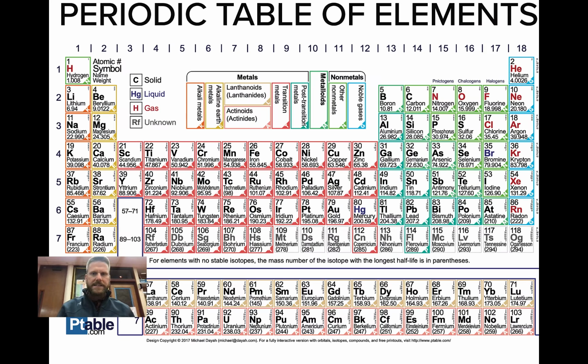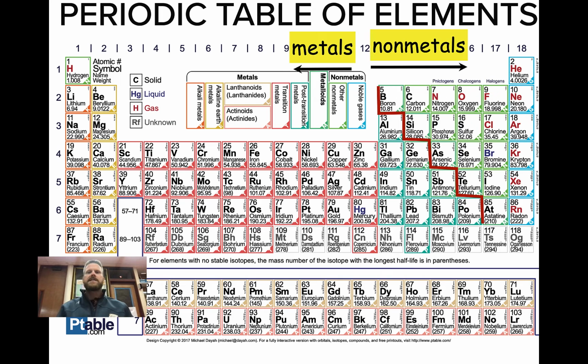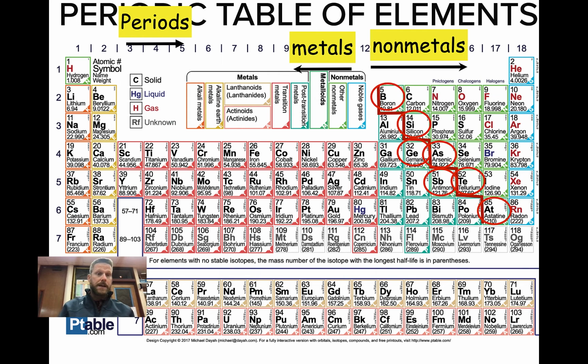On your periodic table, you may have drawn in the staircase. The staircase separates the metals from the nonmetals, and the metalloids are located on that staircase, as you can see here. The metals are on the left side of the periodic table, and the nonmetals are on the right side of the periodic table. Hopefully you remember that periods are the rows of the periodic table.